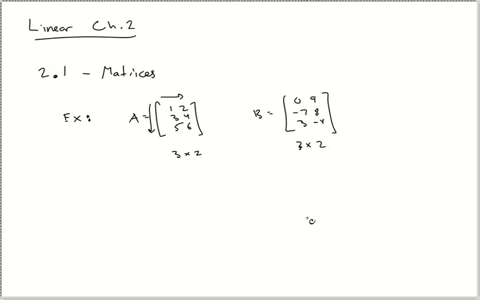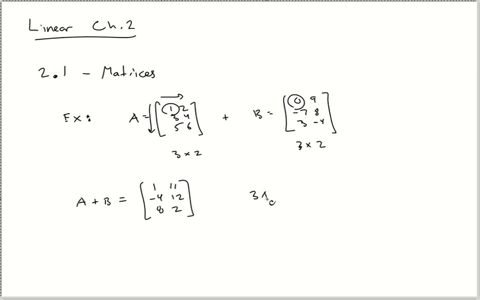Some things. Let's say we want to add some matrices together, A plus B. So this thing plus that thing. You add like elements, so 1 plus 0 is a 1, 2 plus the 9 is 11, 3 plus negative 7 is a negative 4, and so on and so forth. This is a pretty easy thing to do here. You can also subtract them.